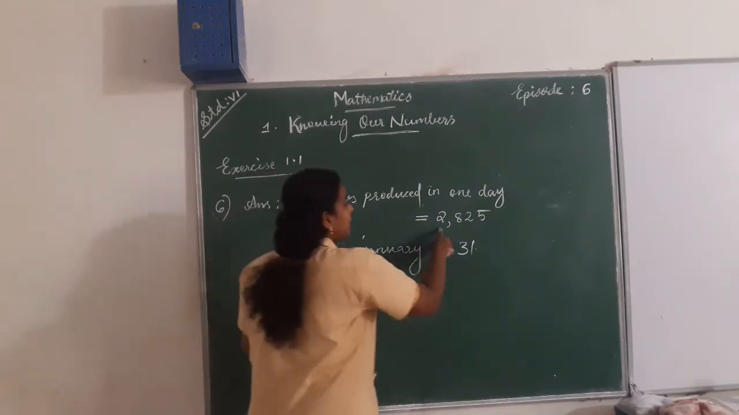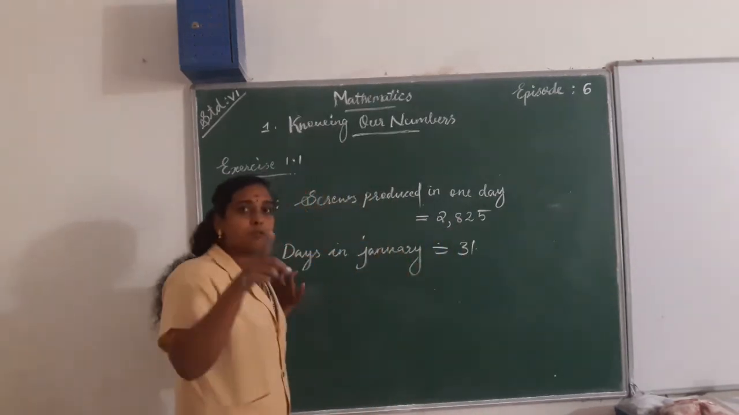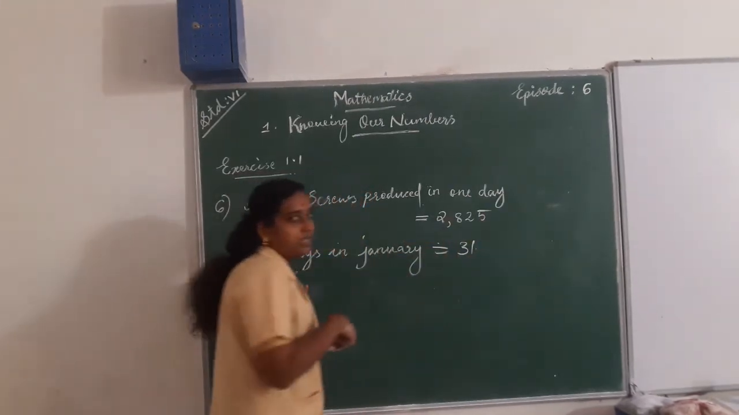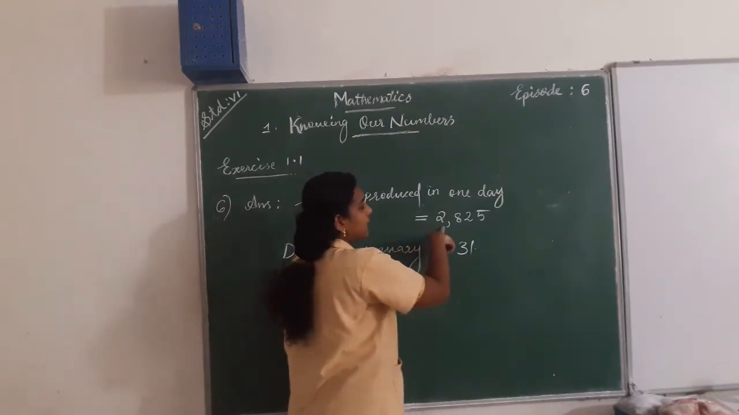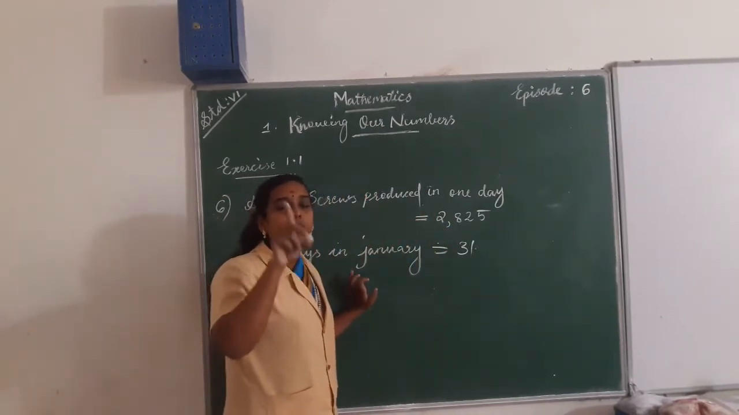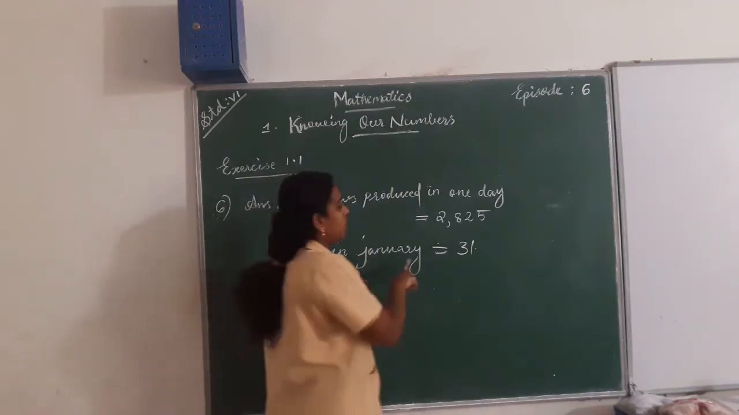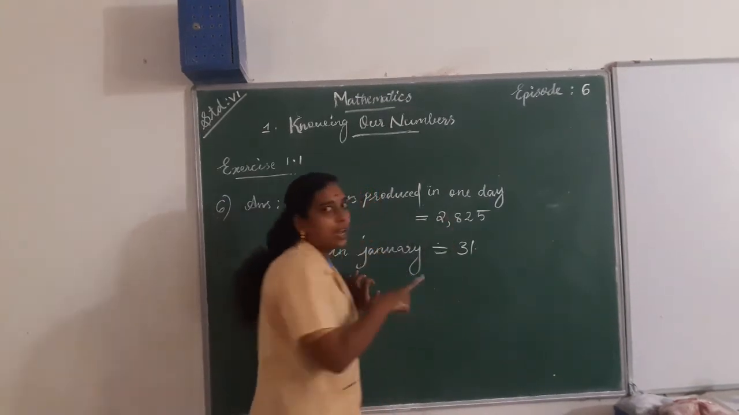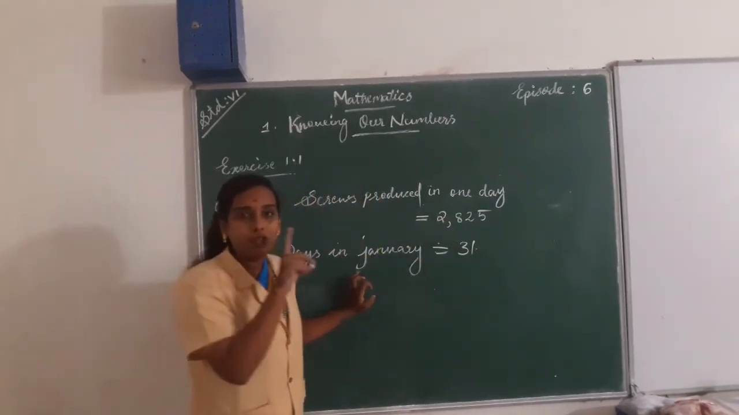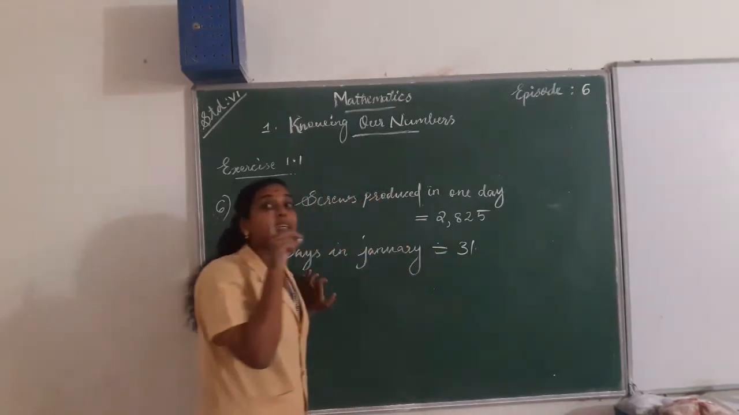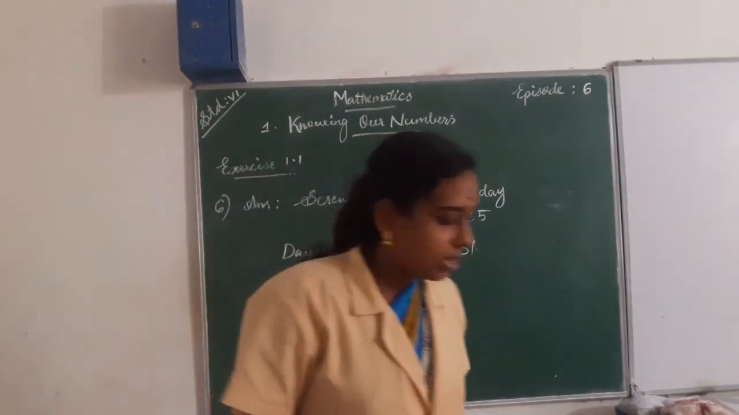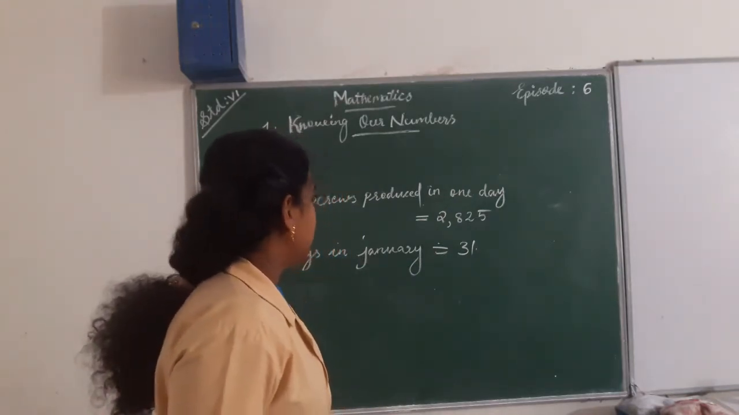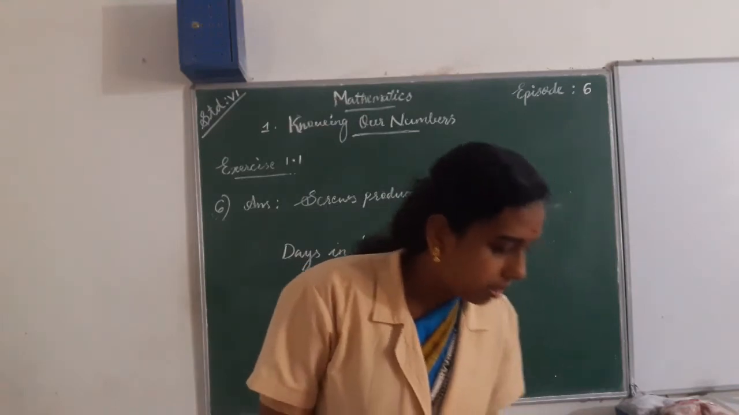That means here given only the number of screws produced in one day and we write the total number of days in January. Okay. So we can multiply the number of screws produced in one day into number of days in January. That means 2,825 into number of days in January, 31. Okay. So, we write the step: screws produced in January 2006 or screws produced in 31 days.